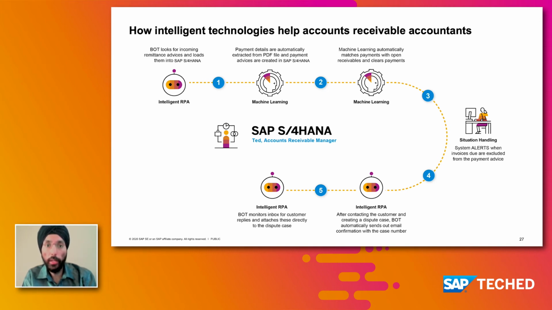And this is where we have these intelligent technologies bringing efficiency and effectiveness to the accounts receivable process, where we have bots looking at the incoming emails for the payment invoice documents from the customers and loading them into S/4HANA. The machine learning looks at the payment details that are automatically extracted from the PDF document, and the payment invoices are created in S/4HANA. Machine learning then helps automatically match payments with the open receivables and clear payments.